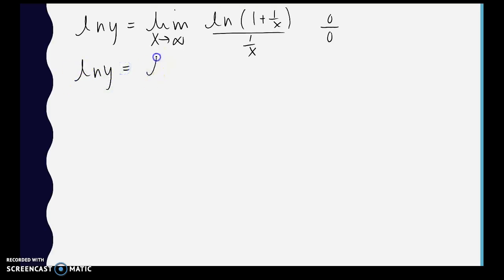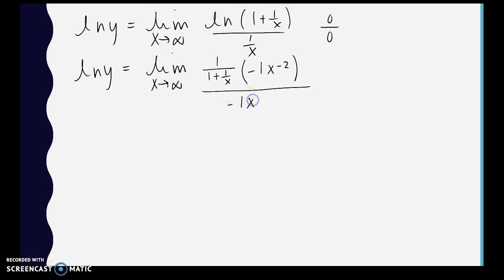So the natural log of y equals the limit as x approaches infinity. Derivative of natural log, 1 over the expression, times the derivative of the expression, which would be 0 plus x to the negative 1, so negative 1 x to the negative second power. Derivative of the bottom, negative 1 x to the negative second power. These will cancel. I get the limit as x approaches infinity of 1 over 1 plus 1 over x.